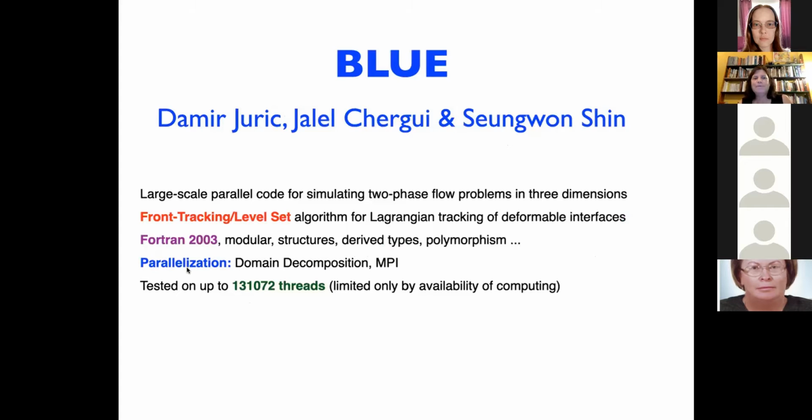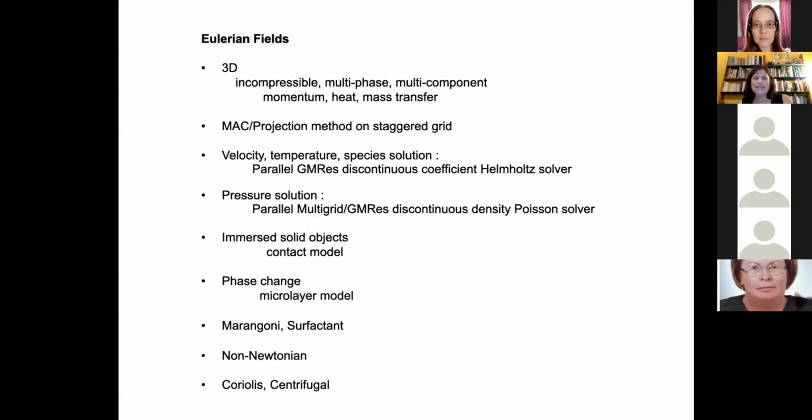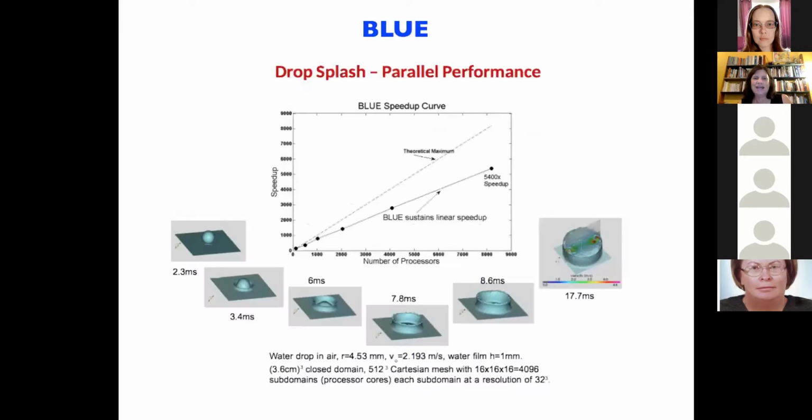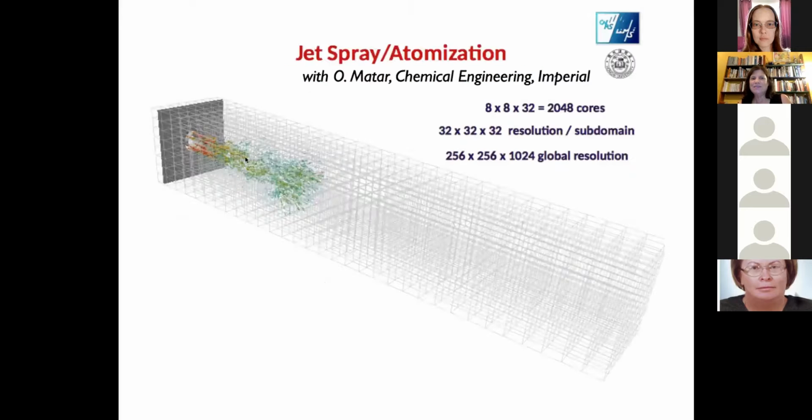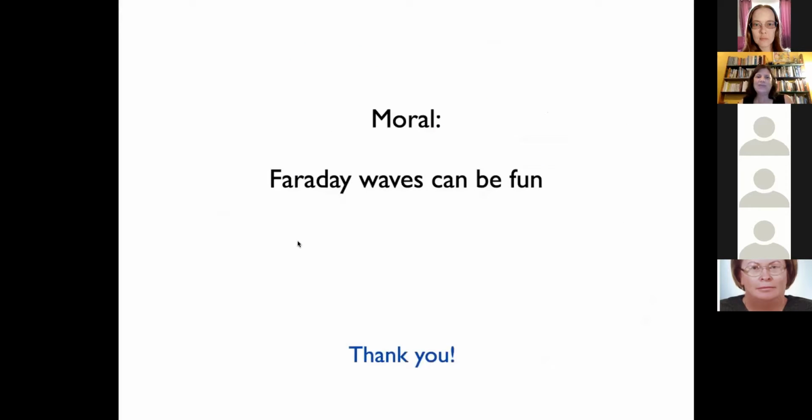It's a big code, and they love to parallelize, as I said. They've tested on this many threads, and it has many, many physical features. They've done the classic things like the splash. And this is a picture of something else that they obtained with Omar Matar, who I think was mentioned in the previous talk. That's why I wanted to show this. So they've done simulations like this. And this is the end of what I wanted to tell you about.